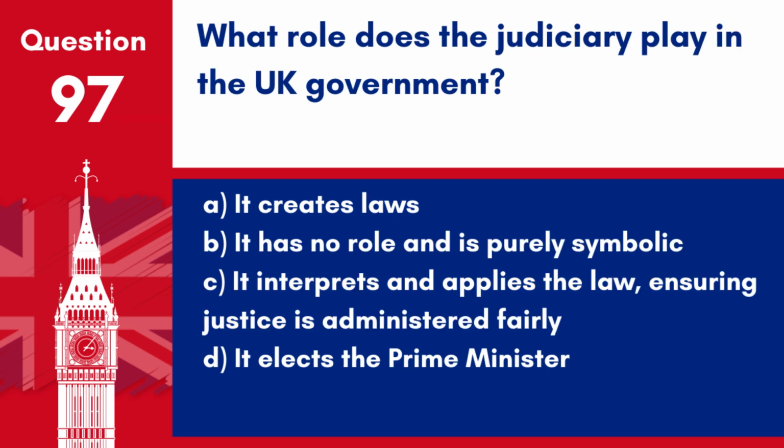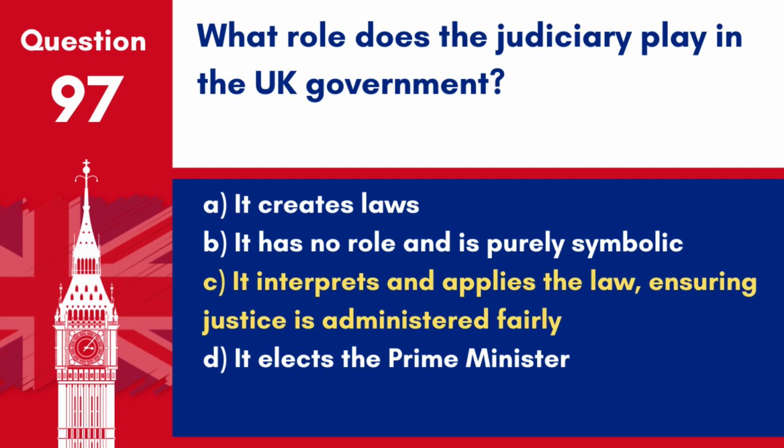Question 97. What role does the judiciary play in the UK government? A. It creates laws. B. It has no role and is purely symbolic. C. It interprets and applies the law, ensuring justice is administered fairly. D. It elects the Prime Minister.